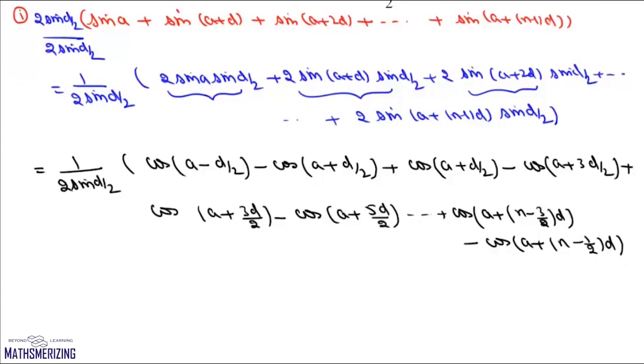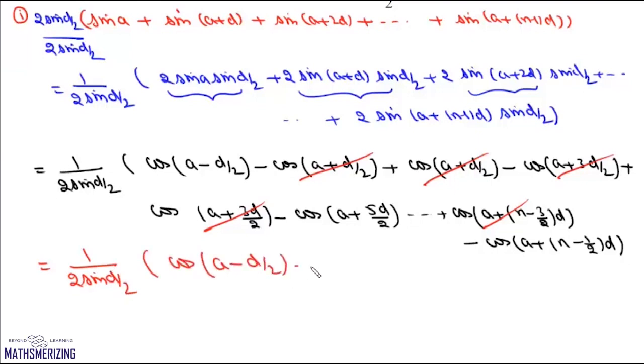Now as you can figure out, this is nothing but method of difference. Here cos a plus d by 2, cos a plus d by 2 will cancel. A plus 3d by 2, a plus 3d by 2 will cancel. So all these successive terms, they'll cancel. And in the end, we'll get this as 1 upon 2 sine d by 2, and it'll be cos a minus d by 2 minus cos a plus n minus 1 by 2d.